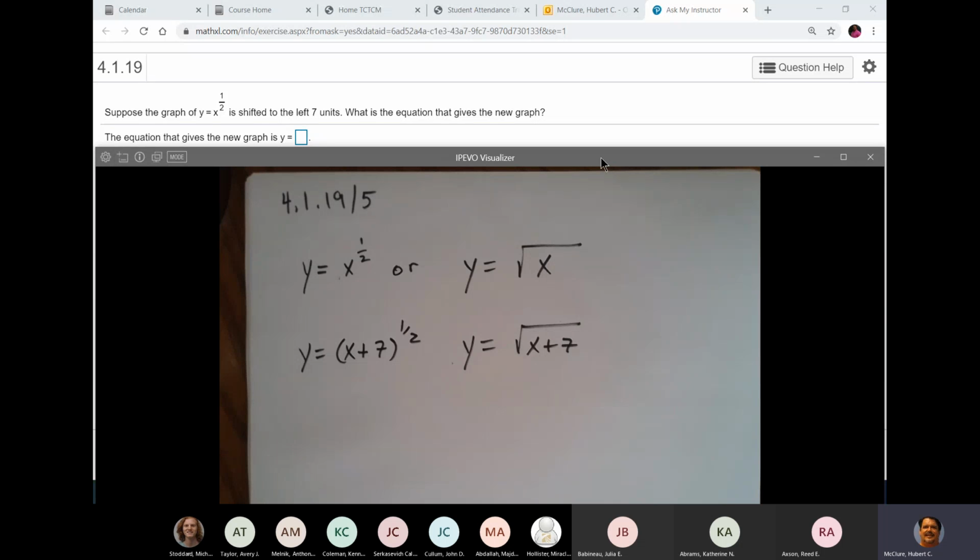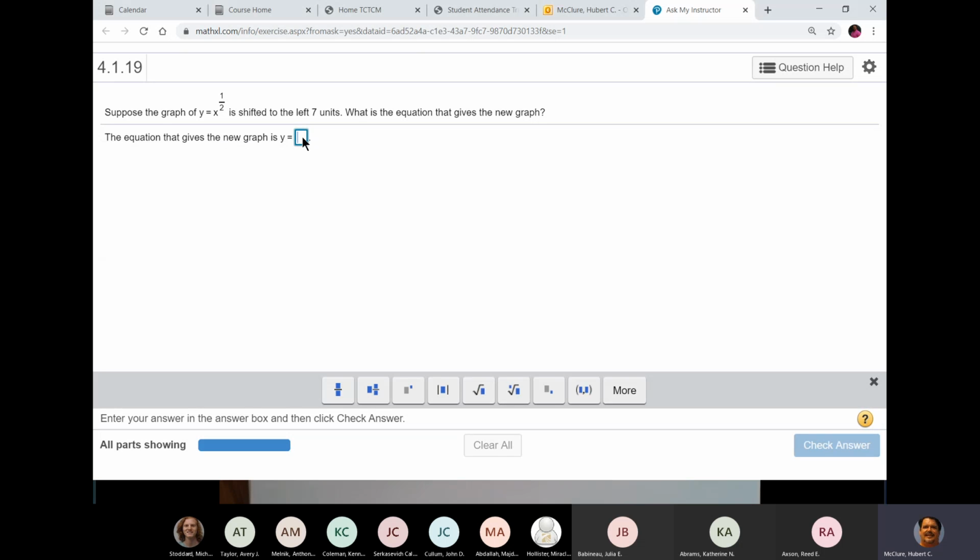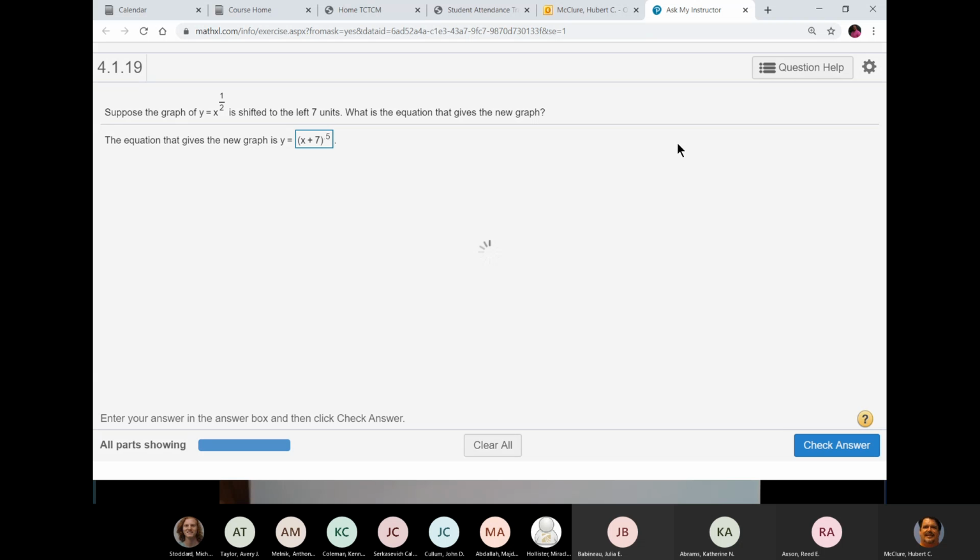Remember, the horizontal shift is always the opposite. That's a good test question. It's real short and sweet. Parentheses, plus 7, close parentheses. Let's see if they'll take the 0.5. Yep. I just didn't want to type in 1/2. Whoever sent that one, that's a good test question.